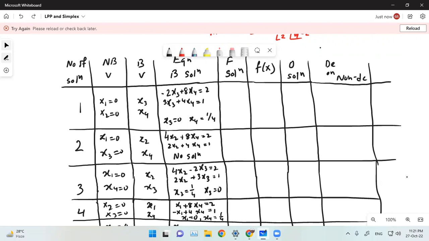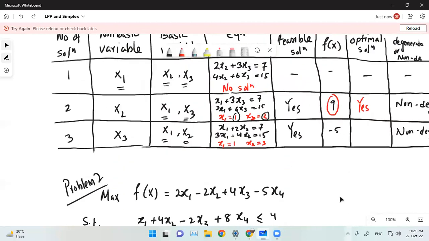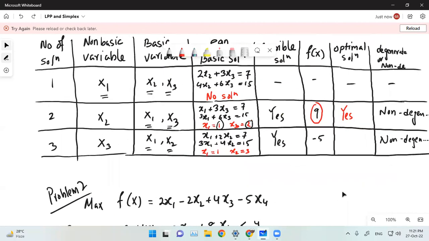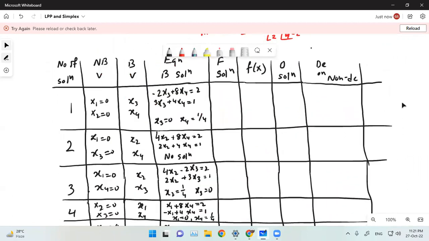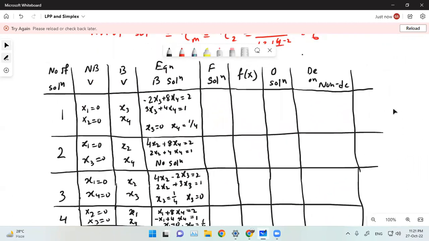Okay, so look at the last table. Both of them, none of them is negative here and here. So that is why they are actually feasible. So feasibility goes with the non-negativity.